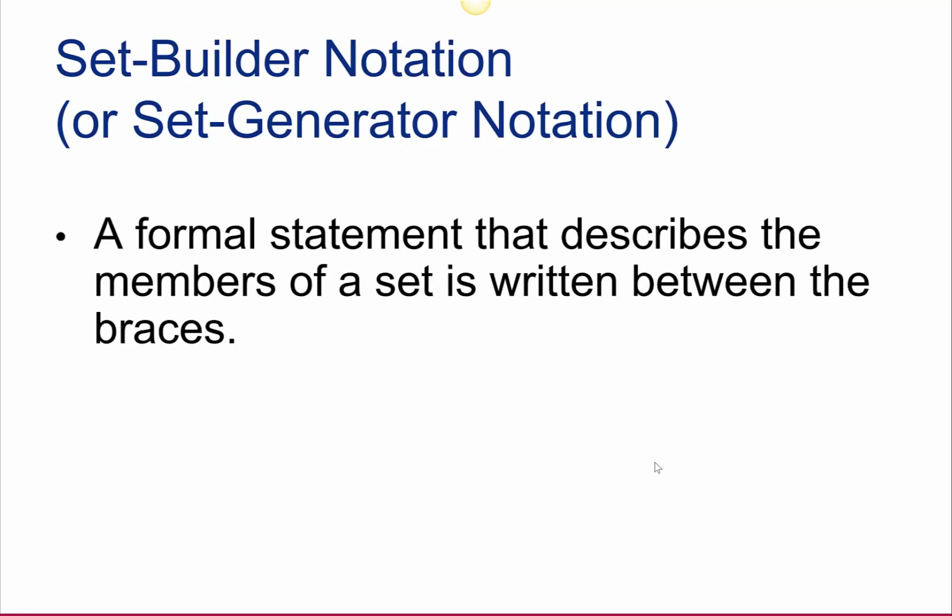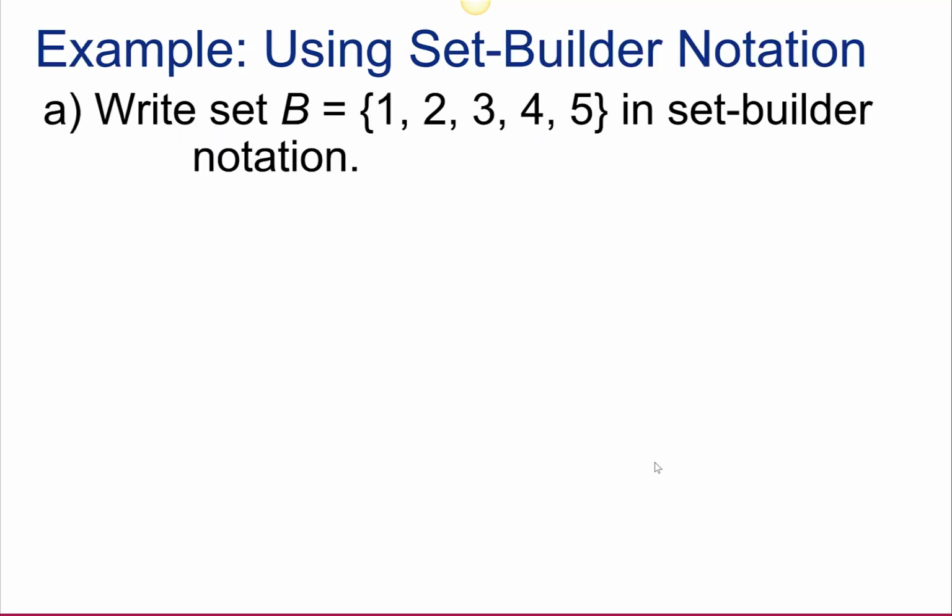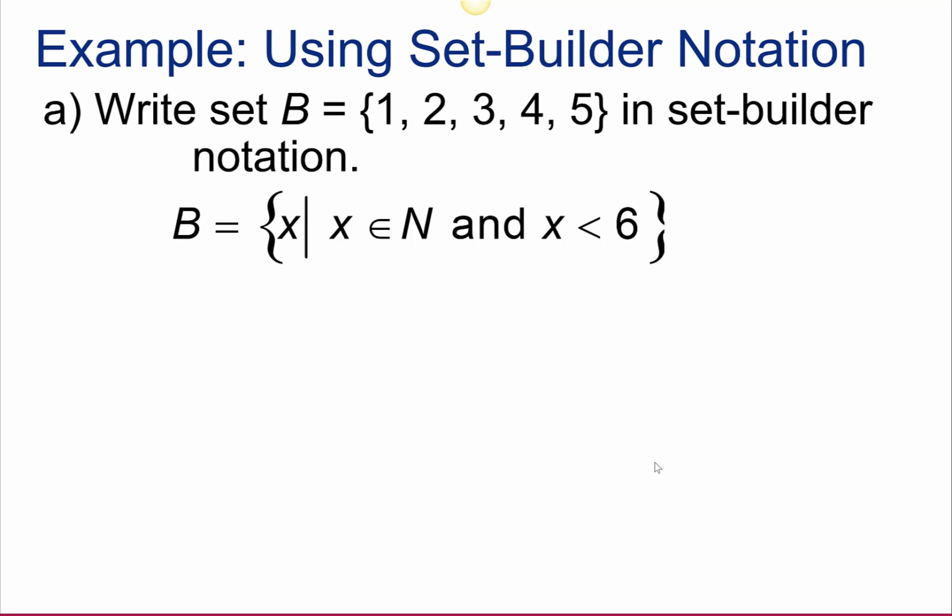Set builder notation, or set generator notation, is a formal algebraic statement that describes the members of a set, and it's written between braces. A variable may represent any one of the members of the set. So for example, write the set B, which contains the elements 1, 2, 3, 4, 5, in set builder notation. So one way we can do it, here's how set builder notation is set up.